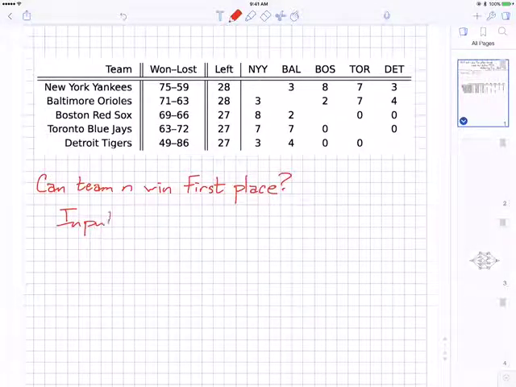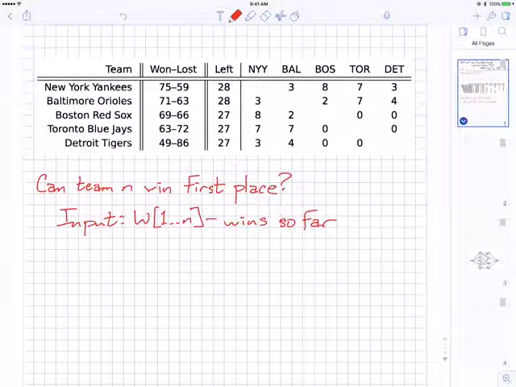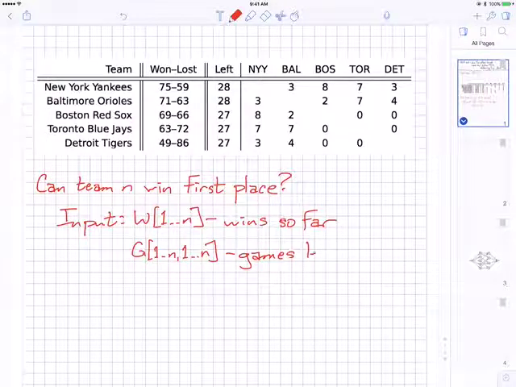And for the inputs, let's imagine that for each team, I have the number of games they've won so far. The number of games they've lost already doesn't matter. The winning condition is just who has won the most games at the end of the season. And then I'm going to have a two-dimensional array that essentially tracks the number of games left for every pair of teams. So it'll be zero down the diagonal, and it'll be symmetric, just like you've seen in the example up here.